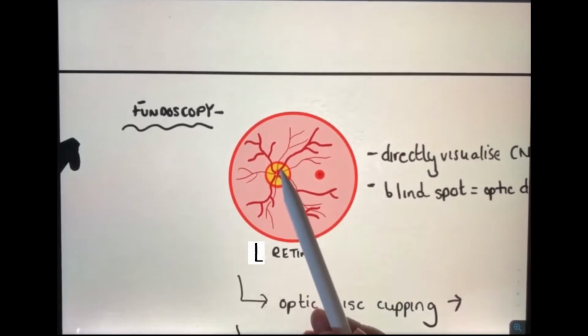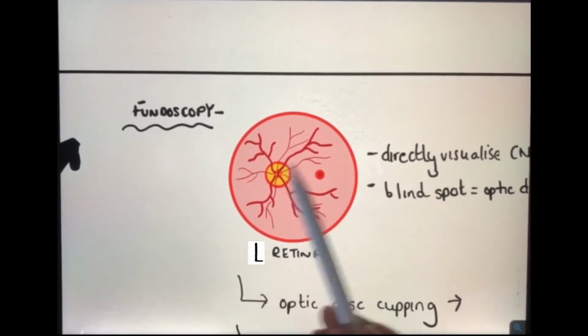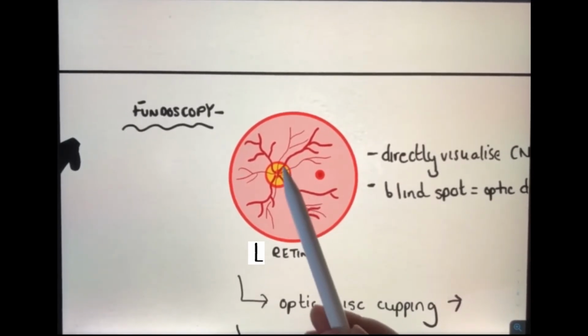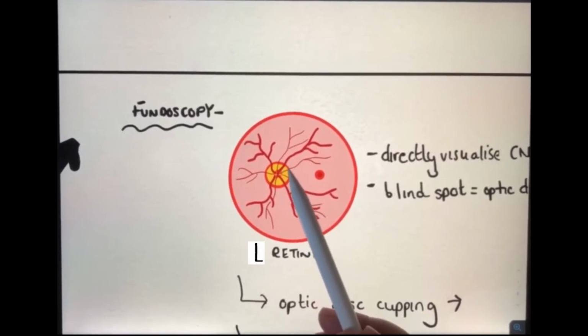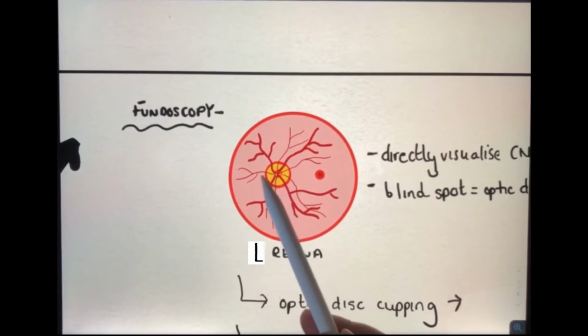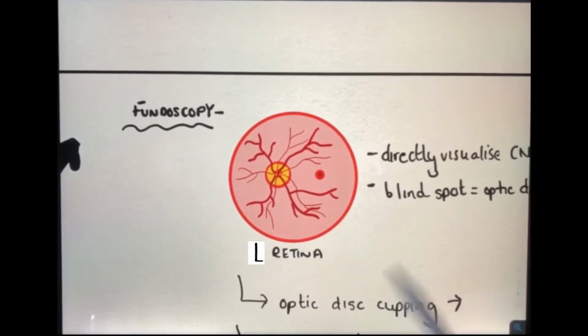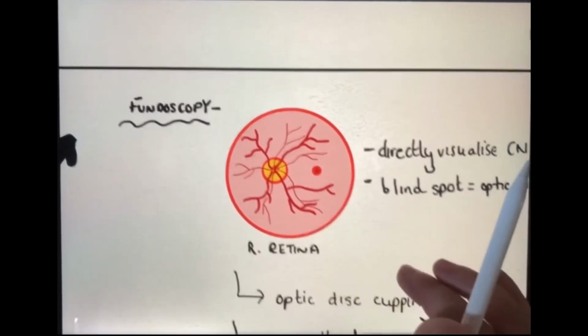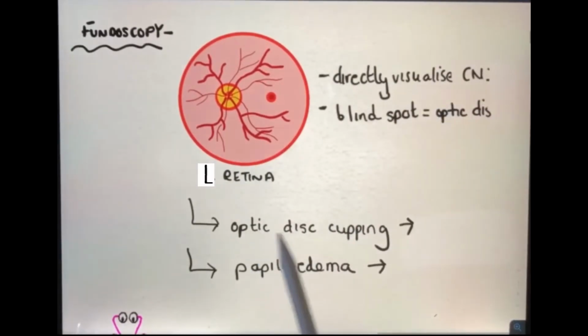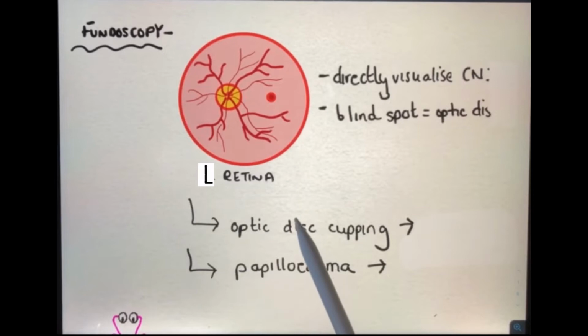So the optic disc is effectively made up of those hundreds of thousands of retinal ganglion cells as they're exiting the back of the eye to form the optic nerve proper. We know that on fundoscopy we can look at changes in the area of the optic disc that may indicate that there's some underlying pathology.